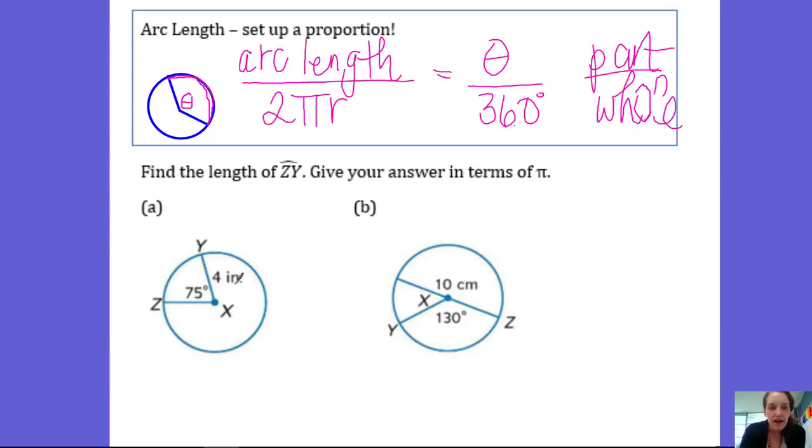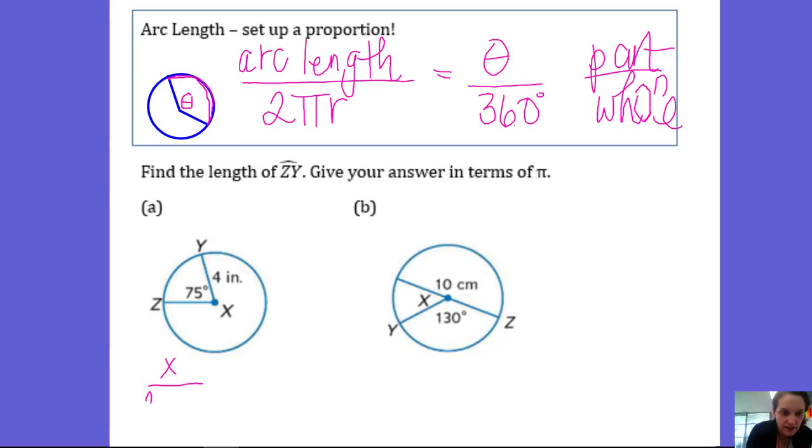So find the length of arc ZY. We know that this is going to be a minor arc because it has 2 letters. Its measure must be in between 0 and 180 degrees. So arc ZY, minor arc. We want to find the length of that arc. The arc length is what we don't know. I'm going to call it X.